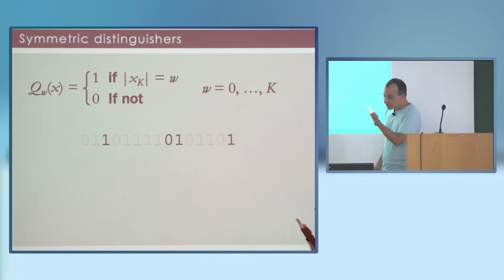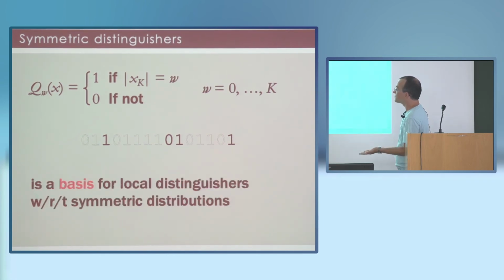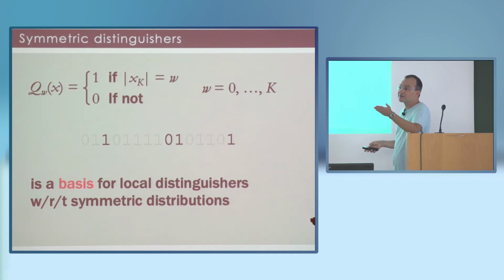Okay, so these are the kinds of distinguishers that you want to look at. It's a basis of distinguishers for symmetric distributions. As long as you can handle this, you're good. So what does this distinguisher do? It picks any k bits of its choice. It doesn't matter which ones, because it's a symmetric distribution. And it just counts: are there exactly W zeros among these k bits? Are there 2 zeros and 2 ones?